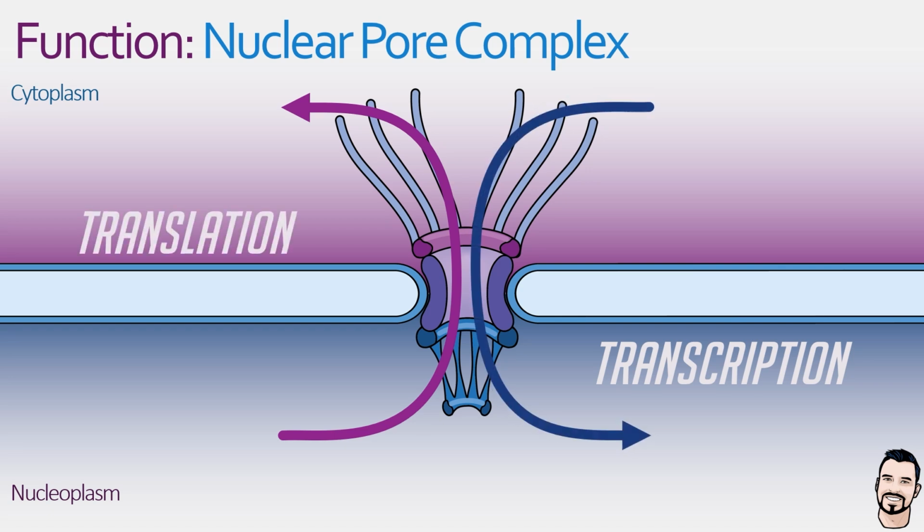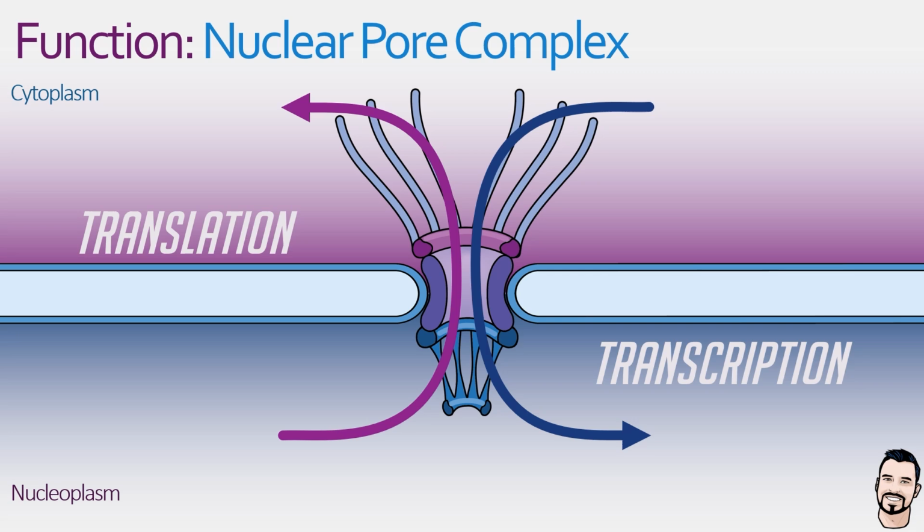Meanwhile, translation, which is the building of proteins, takes place in the cytoplasm, and the mRNA blueprints for these are made in the nucleus, so they need to be exported out through the pores to reach the ribosomes in the cytoplasm. So in short, the nuclear pore complex acts as a highly selective gateway, ensuring that molecules move in the right direction at the right time and under strict control.